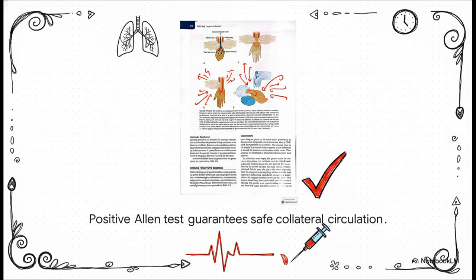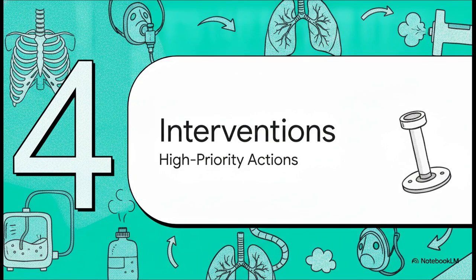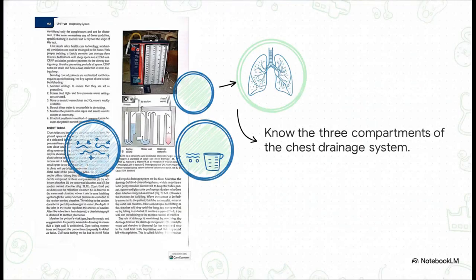But listen, if that color doesn't return, do not puncture that radial artery. Section 4, high-priority respiratory interventions, time for action. I know complex hardware like chest tubes can seem super intimidating, but let's just make it really simple. A disposable chest drainage system is inserted right into the pleural space to pull out air or fluid.